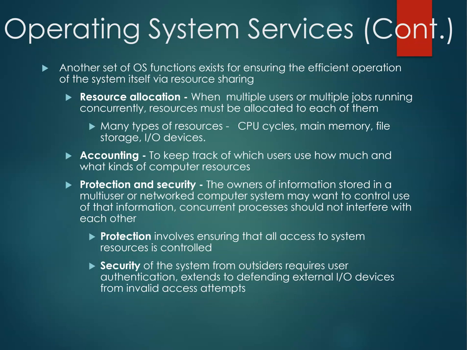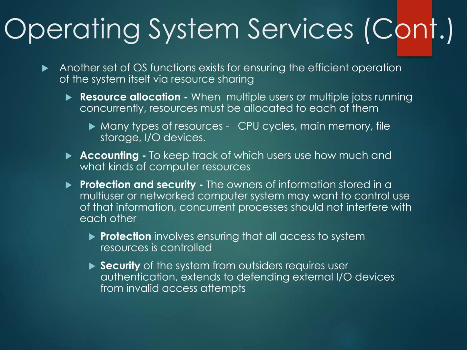Another set of OS functions exists for ensuring the efficient operation of the system itself. Resource allocation. Multiple users or multiple jobs must allocate resources appropriately. There are multiple resources. There's CPU cycles, main memory, file storage, I/O devices, and more. Network resources. We have to do accounting. We need to keep track of what users use, how much, and what kinds of computing resources, as well as just a general auditing capability, which is becoming more and more important in the days of cloud and network computing.